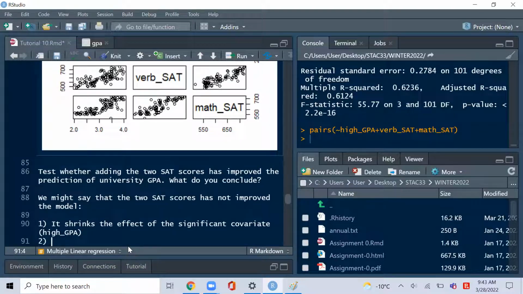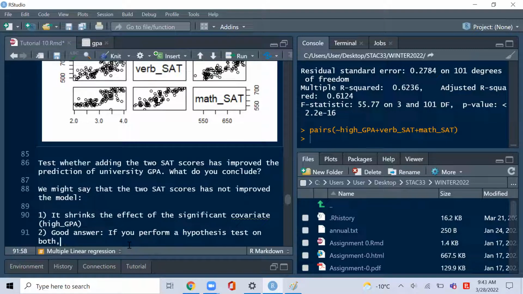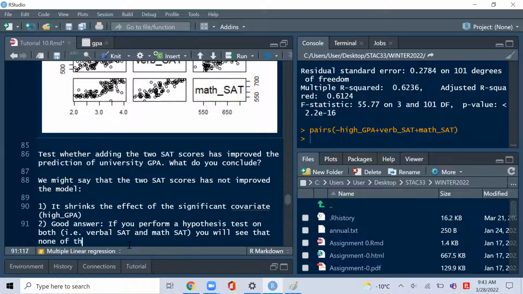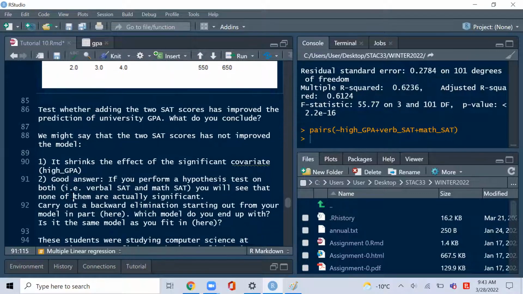But there's a couple other things. What he wants to see, the good answer, is that if you perform a hypothesis test, and you should on both, i.e. verbal SAT and math SAT, you will see that none of them are actually significant. So go through the formal process of doing a hypothesis test. You can see the p-values for both are greater than 0.05, so you wouldn't call them significant.